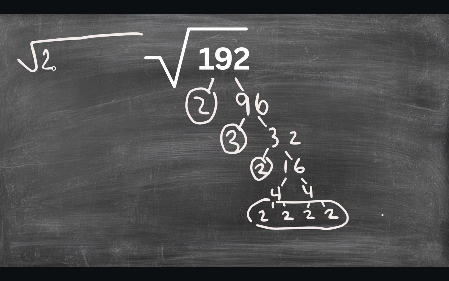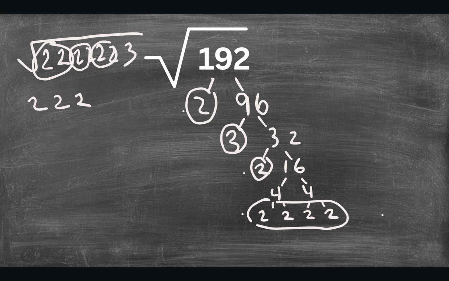So we have a 2, and then a 2, then we have 4 2's, 1, 2, 3, 4, and then we have a 3. Since it's a square root, we can pull out pairs of 2. So there's 1, there's 2, there's 3, and the 3 is still going to be under the square root sign.